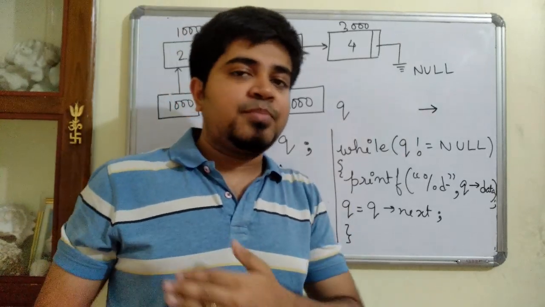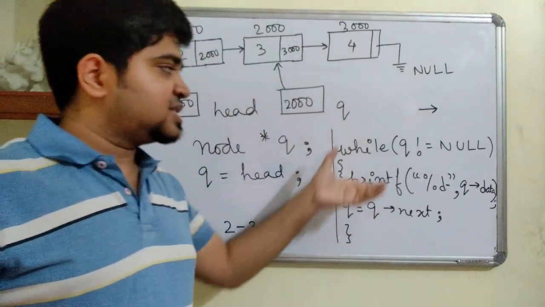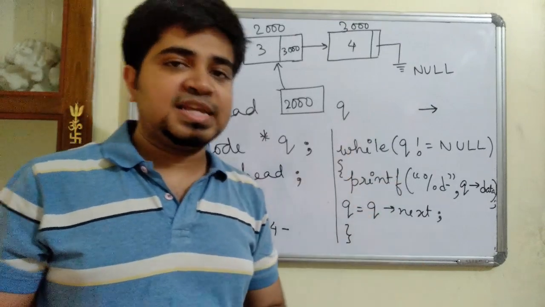So in this way it will pass through the whole of the list, right? So this is how it is done. This is how a linked list is parsed.